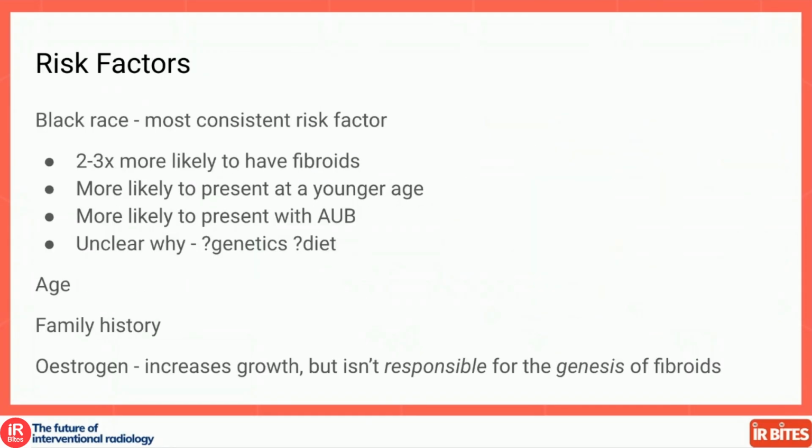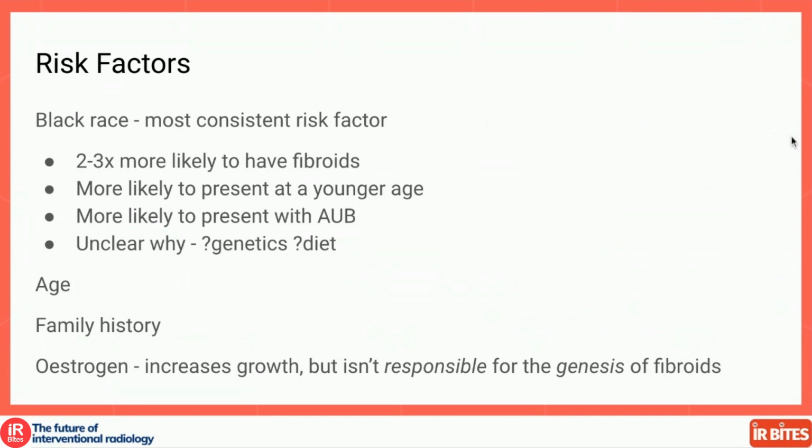In terms of risk factors, again, there's lots of different ones that are quoted, but the most consistent one is being of Black race. Black women are 2 to 3 times more likely to get fibroids, and not only get them, but they're more likely to present with them at a younger age, and they're more likely to present with abnormal bleeding. And we don't really know why. It's probably some kind of genetic factor, maybe some dietary issues. There was one paper that suggested red meat increases your odds ratio by 1.4. I don't know if that's true, but ultimately we don't really know the reasons why, but we do know that that's an important risk factor.